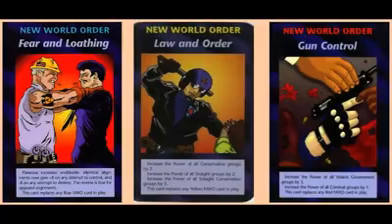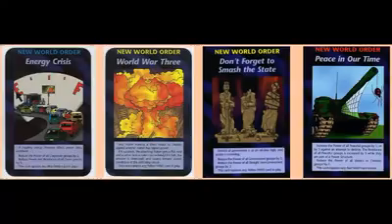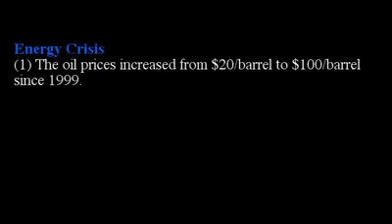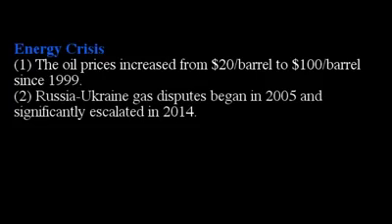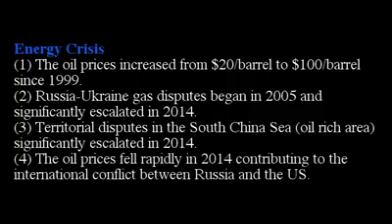The second set, and the third set. Examples of energy crisis include the increased oil prices since 1999, Russia-Ukraine gas disputes, territorial disputes in the South China Sea, and the volatile oil prices which contribute to international conflict between Russia and the US.